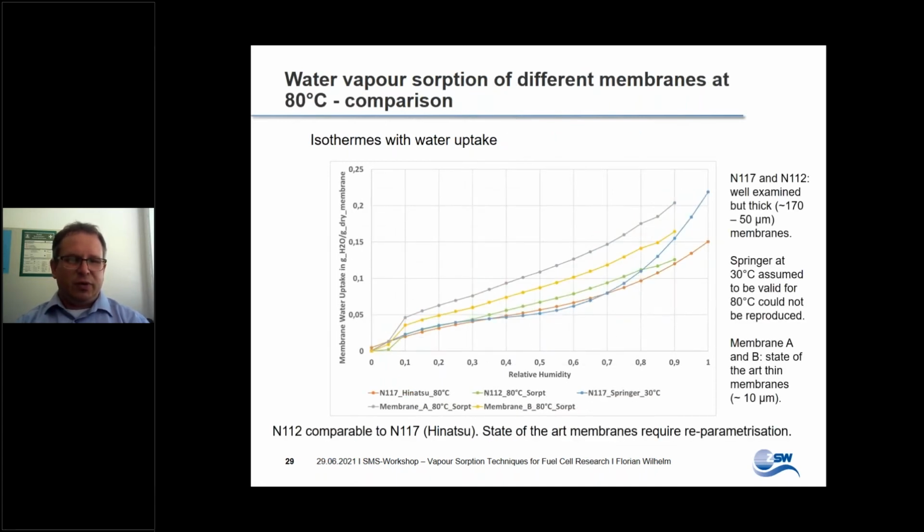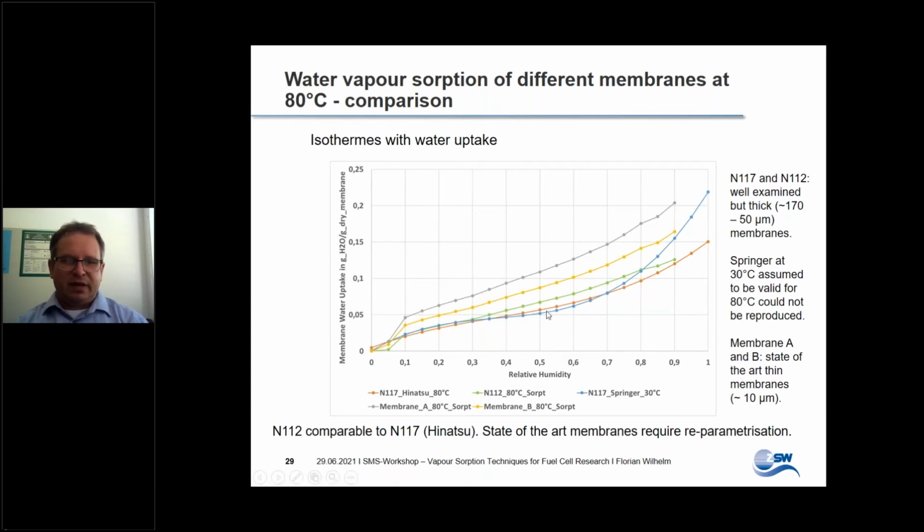Okay, so this gives you an overview of the isotherms measured and also from literature. So in red you can see the Nafion 117 as measured by Hinatsu and colleagues at 80 degrees Celsius. In blue, the same curve from the Springer paper at 30 degrees Celsius. And in comparison to this, the curves we measured, N112 at 80 degrees Celsius, and two other membranes, we called them membrane A and B, also measured at 80 degrees Celsius. Membrane A and B are really state-of-the-art as of today, so thin automotive membranes as would be used in automotive fuel cell applications today.